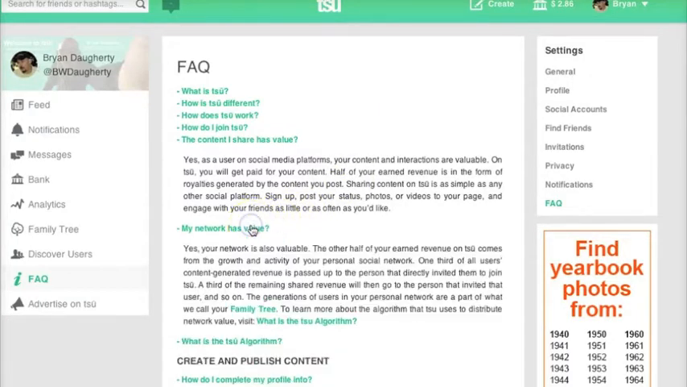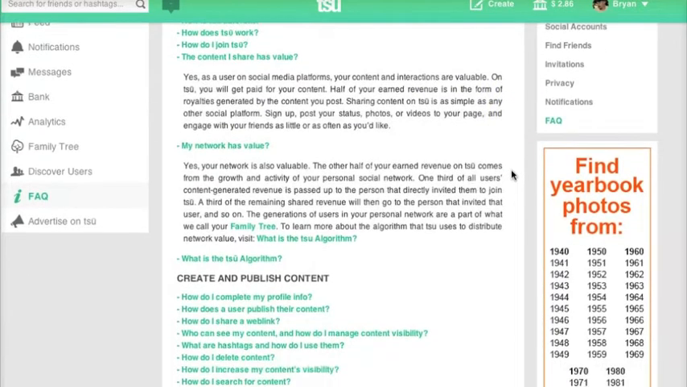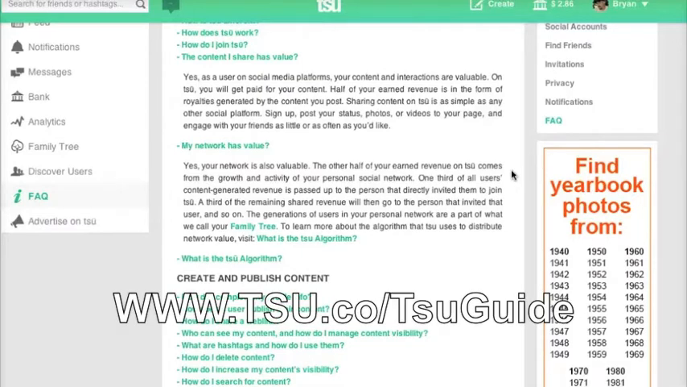It says my network has value. Now this might be a little harder for me to describe, and in the next question they'll have an image that'll help a little bit. Basically, half goes to you, and the other half of your earned revenue from your content is shared within your social network. So one third of all users' content-generated revenue is passed up to the person that directly invited them to join Tsu. And then they further break that down the family tree.